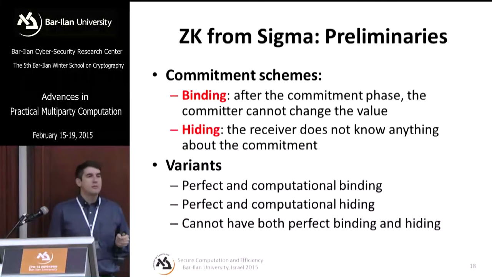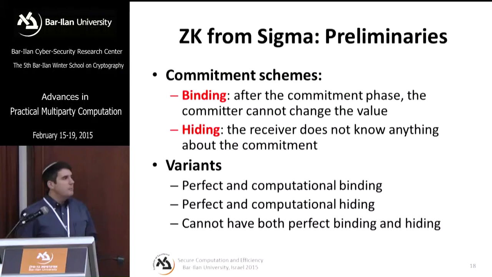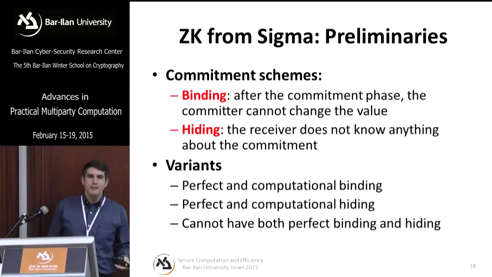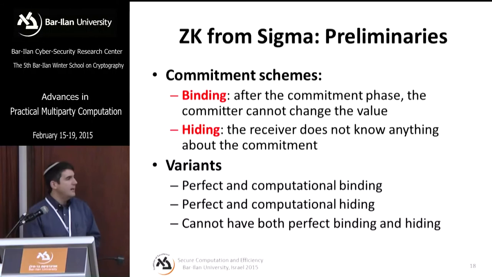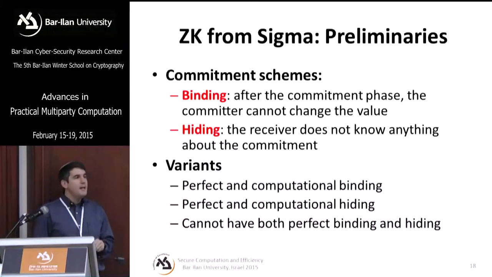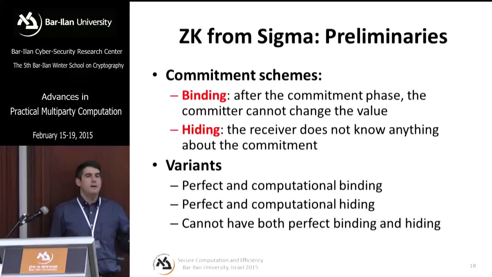You can't have both perfect binding and hiding, that's proven, but you can have something which is perfectly binding, which means that even an all-powerful committer cannot change the value that's inside after the commitment phase. And perfect hiding means that even an all-powerful receiver does not learn anything whatsoever about the value that was committed to after the commitment phase. But in that case, the binding is only computational. So if the committer is all-powerful, then you can cheat with binding.